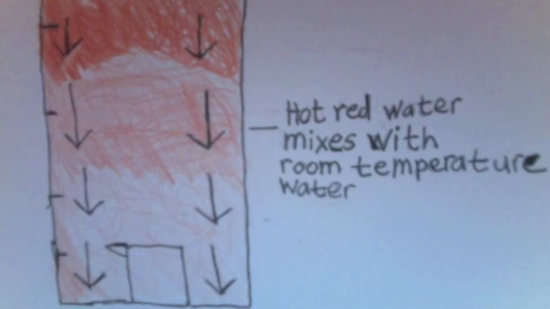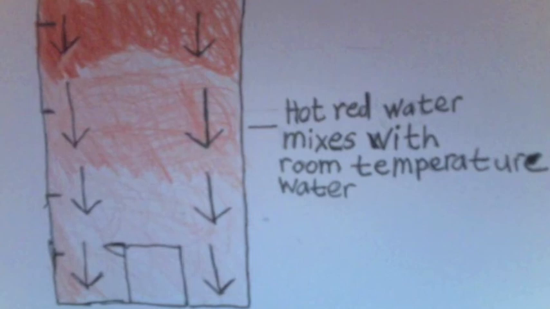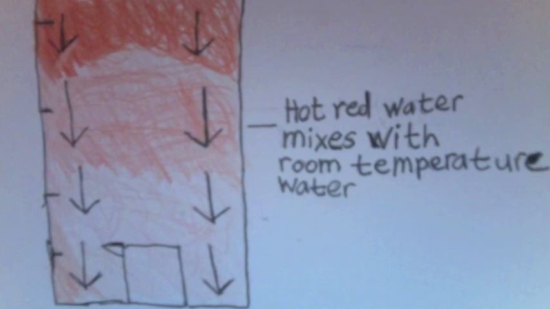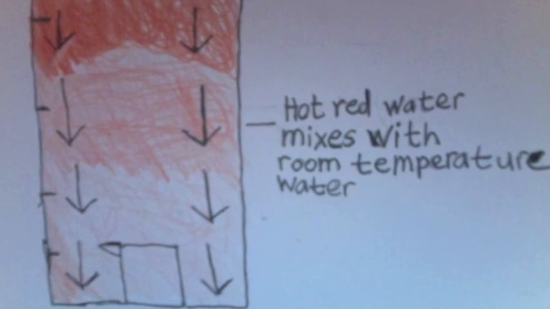Notice how the water is darkest at the top and lightest at the bottom. The water is also hottest and least dense at the top. This is because after mixing with the room temperature water, the temperature of the red hot water doesn't remain the same. It has become less hot because of the effects of the room temperature water.